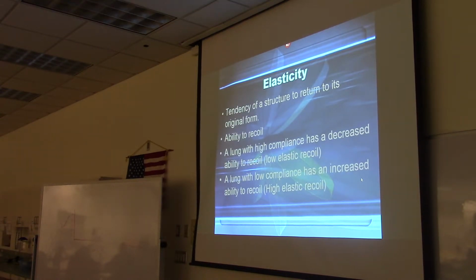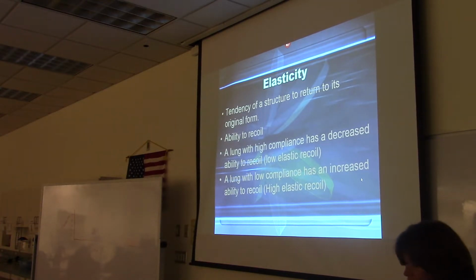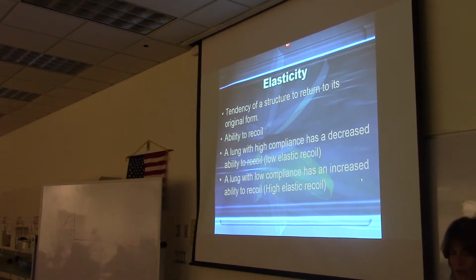All right, so that's it for airway resistance, dynamic compliance, and static compliance. We're going to move on to some other terminology. The next one talks about elasticity. And that's the tendency of a structure to return to its original form, or the ability to recoil. A patient with high compliance has a decreased ability to recoil. They have low elastic recoil. Does that make sense from what I described earlier?